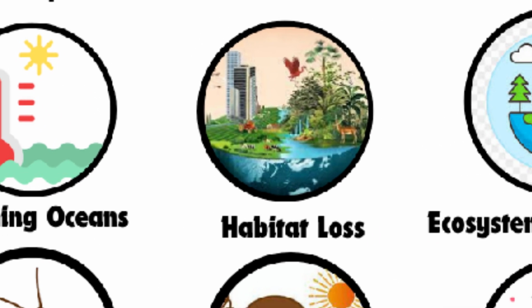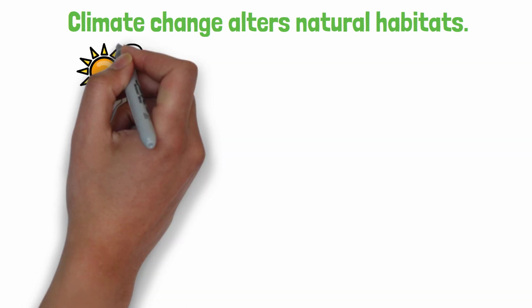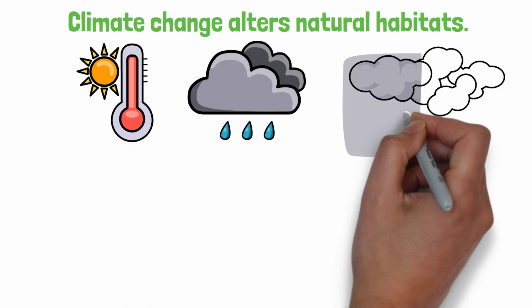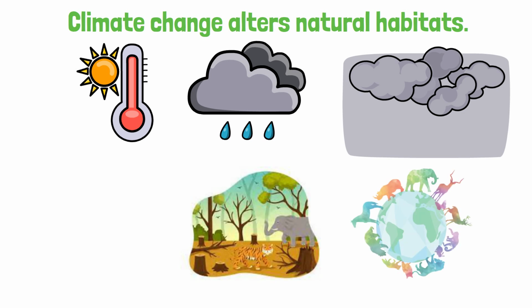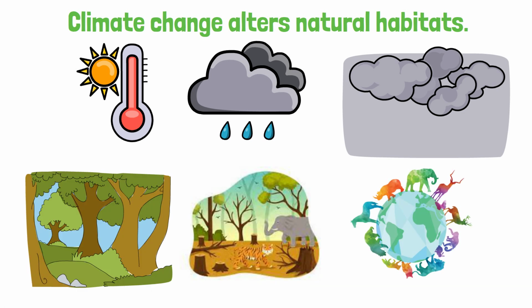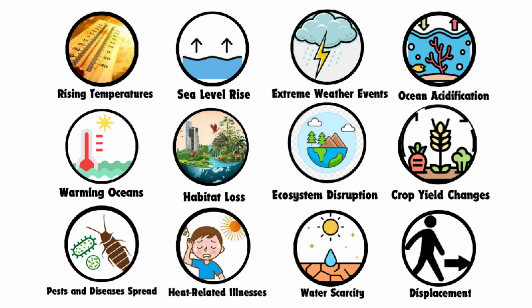6. Habitat loss. Climate change alters natural habitats. Rising temperatures, changing rainfall patterns, and extreme weather events can destroy habitats or make them uninhabitable for certain species. This leads to a loss of biodiversity as plants and animals struggle to adapt or move to new areas.